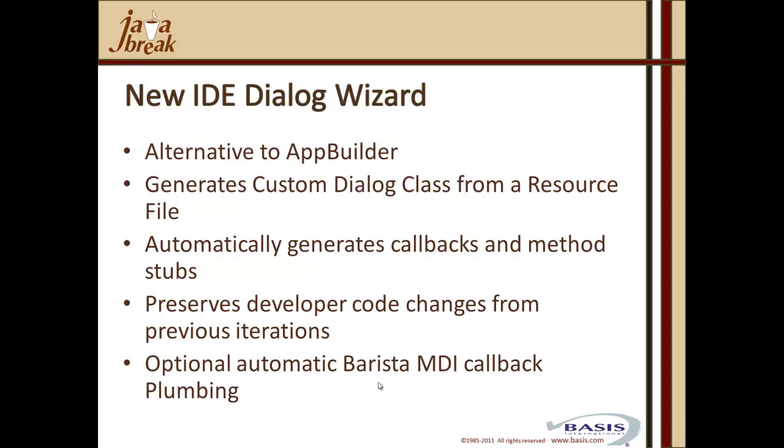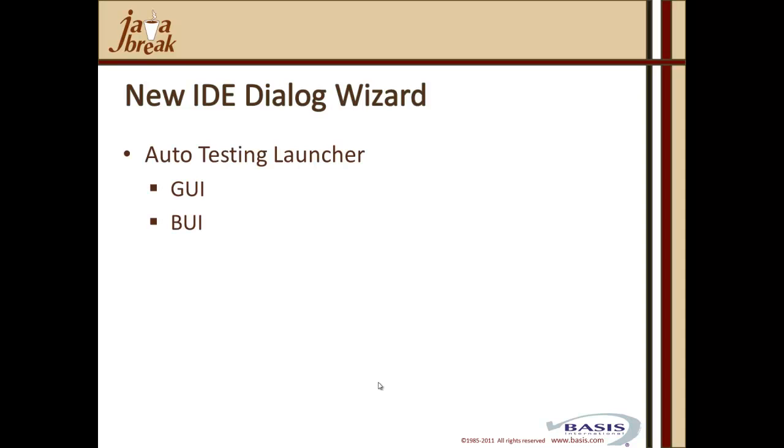You also have the option of implementing automatic Barista MDI callback plumbing, so that any code that you decide to write with the IDE Dialog Wizard can be implemented within the Barista framework and link into the callbacks to the menus in the Barista MDI. The new IDE Dialog Wizard incorporates an auto-testing launcher for both GUI on the desktop or BUI testing of your resulting application. It also outputs Javadoc-like documentation, so it really can assist dramatically in terms of creating the documentation for your completed project.